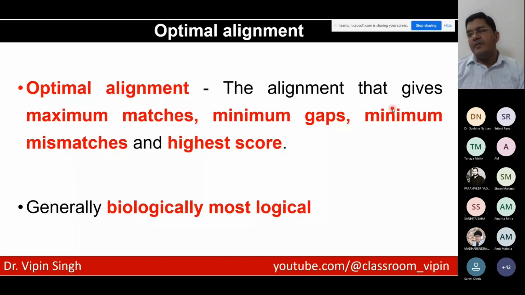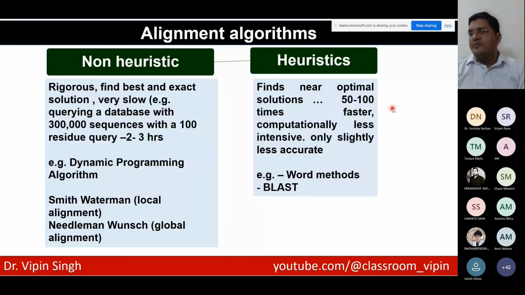Now, if you look at the alignment algorithms, there are two types of algorithms. One is what is known as non-heuristic. The other is known as heuristic. What is non-heuristic? Non-heuristic is very rigorous. It finds the best and exact solution to a problem. But because it is finding the best and exact solution, it is very slow, right? For example, if you're querying a 300,000 sequence database with a 100 base query, it will take more than 2 to 3 hours. The algorithm you use here is what is known as the dynamic programming algorithm.